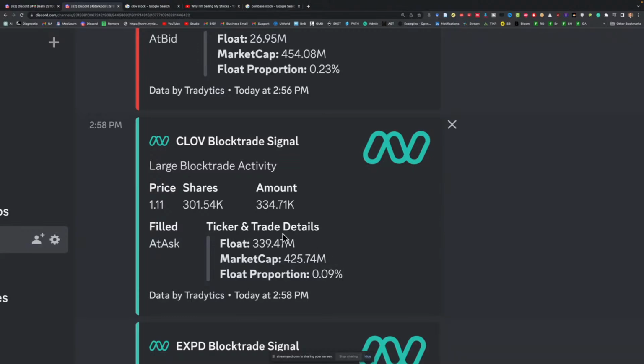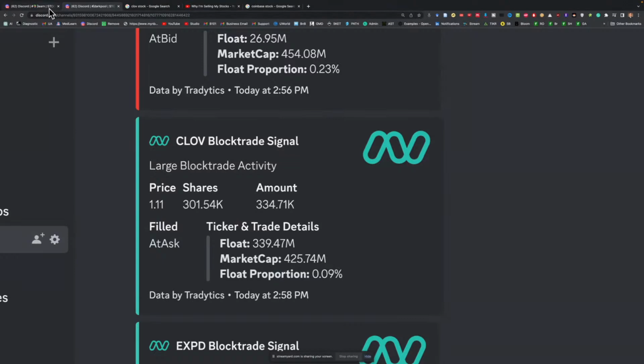But I am welcoming Clover dropping lower. I aspire for it to drop even lower. Don't kill me, Clover management team. But the better the deal, why not? Right? Why not?